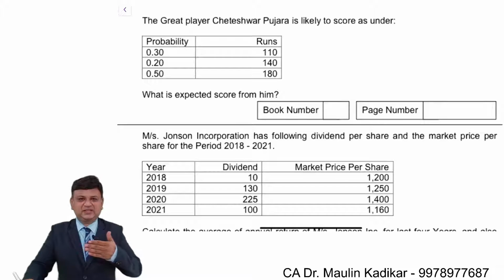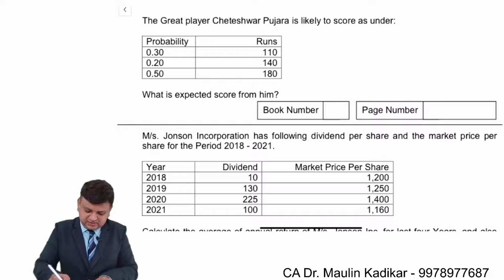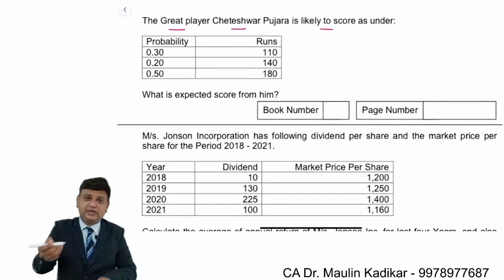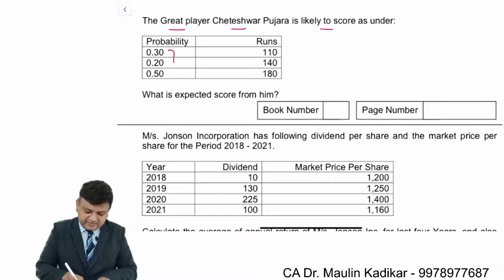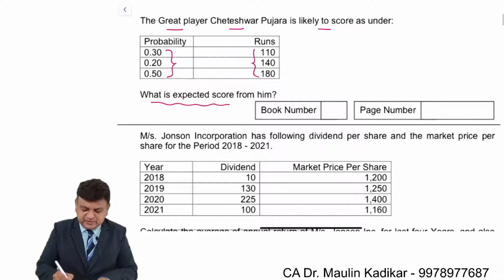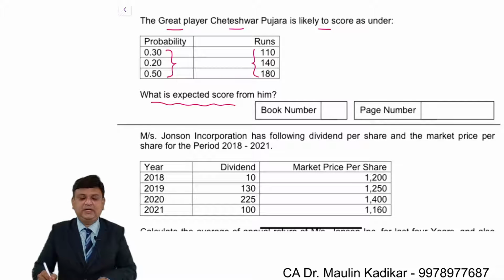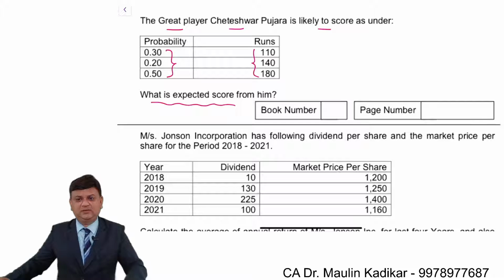Next question we are discussing before we write answers. Great player Cheteshwar Pujara is likely to score as under. Probabilities are given for the different scores that he is likely to make. What is the expected score from him? That is the question. Please write your answer in the chat box.